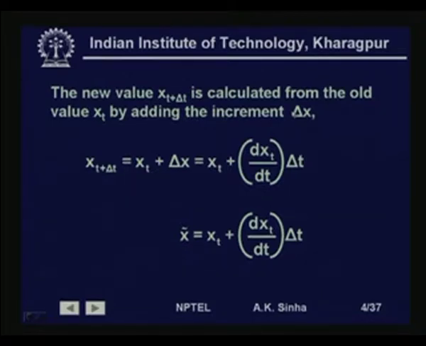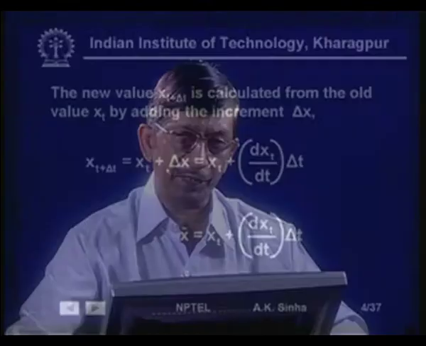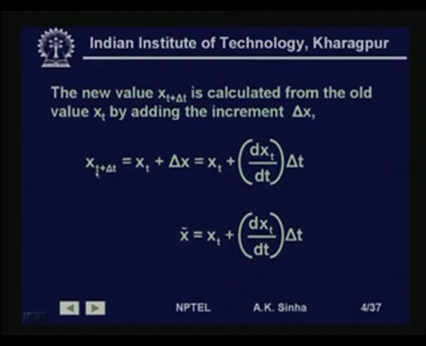And what is this increment delta x? If we are taking our delta t small, then we can consider the solution curve to be linear over that range, and therefore, we can write x(t plus delta t) is equal to x(t) plus delta x. We take delta x as the slope into the time step. So, dx(t) by dt into delta t gives the solution at this point, which we write as x hat, equal to x(t) plus dx(t) by dt into delta t.